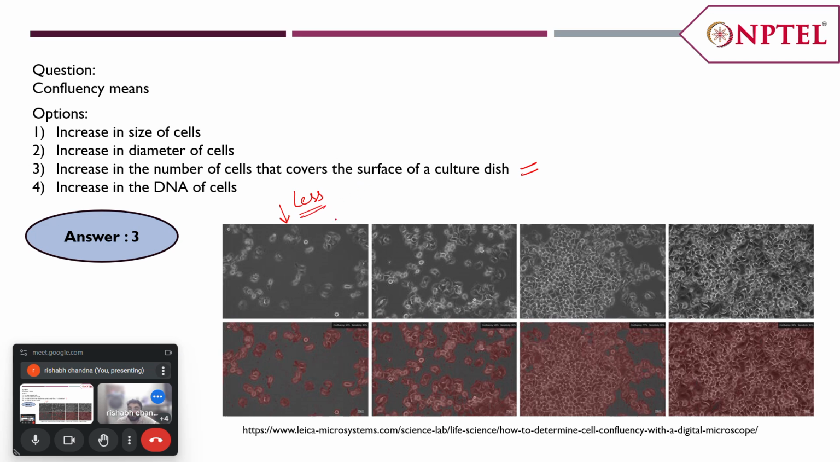Now, if we allow them to grow, then they cover the surface of the cell culture plate, so that means it increases its confluency with time. Now, this is the case where the full culture plate is filled with cells. This case is called 100% confluent cells. That means no surface is left for the cells to grow, and all the surface area of the cell culture plate is being utilized by the cells itself.